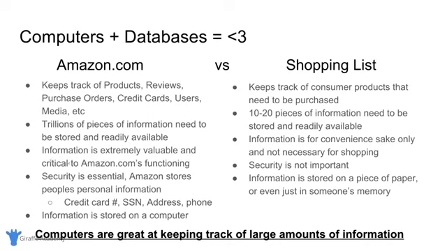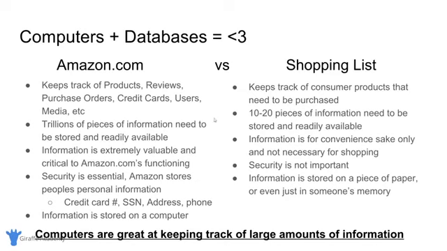And so over here on Amazon, the information is extremely valuable, and it's critical to Amazon.com's functioning, right? So the information that Amazon's storing in its database is absolutely essential. And another thing is that security is essential, right? Amazon stores people's personal information like social security number, credit card, address, phone. Like that information needs to be locked down and secure.